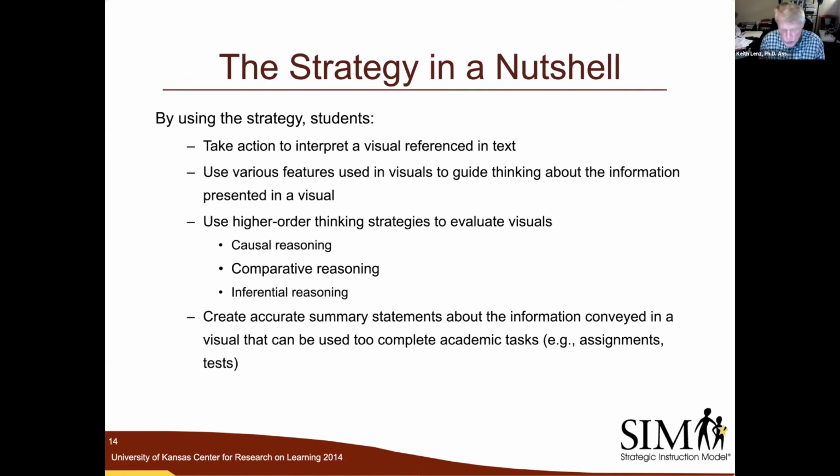The interpreting visuals strategy has been one of the last strategies we've developed because it requires some comprehension of text in order to support it with a visual. So when a student learns this strategy, they will learn to take action to interpret a visual, use the features within a visual to guide their thinking. They're going to use higher order thinking strategies like causal reasoning, comparative reasoning, and inferential reasoning, and then create a summary statement at the end that they can use to complete assignments and explain visuals in class.